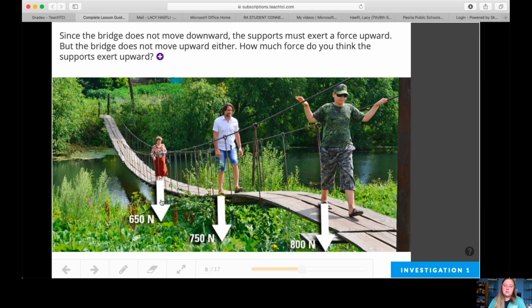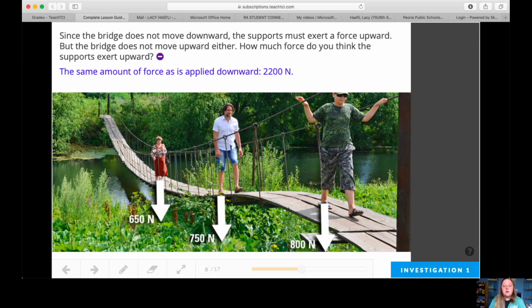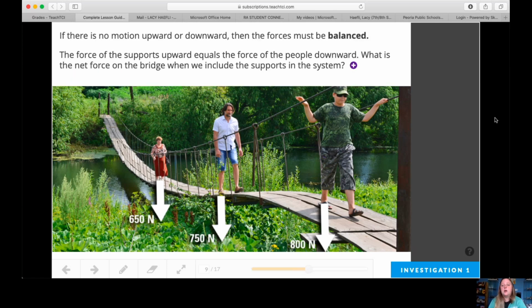So if it was going to be moving upward, that would make it an unbalanced force. So if they exert that much force downwards and the bridge doesn't move upward either, the same amount of force is being applied upward as well. So the same amount of force as applied downward, so 2,200 newtons. So those people are exerting a force downward of 2,200 newtons, and the bridge itself is exerting a force upward of 2,200 newtons. And this would be an example of a balanced force, since there is no motion whatsoever.